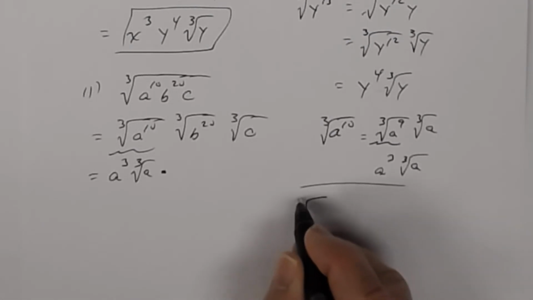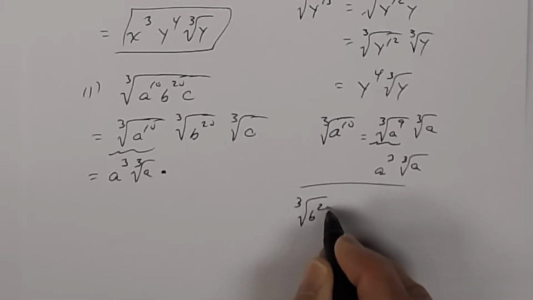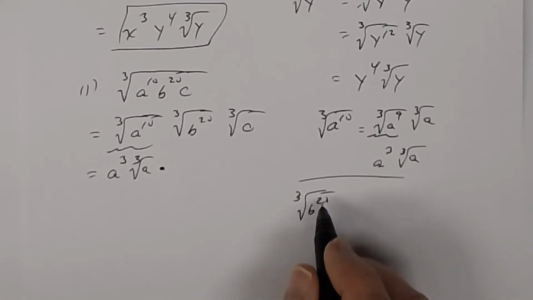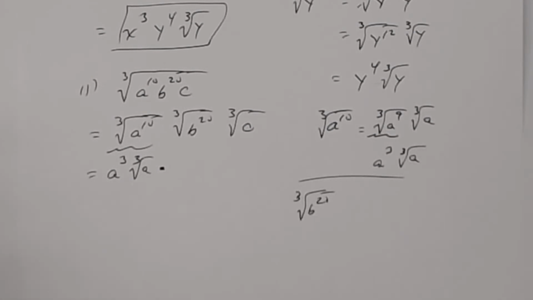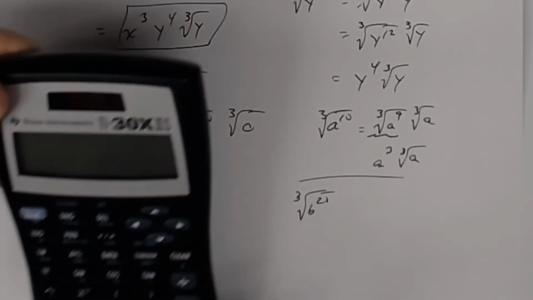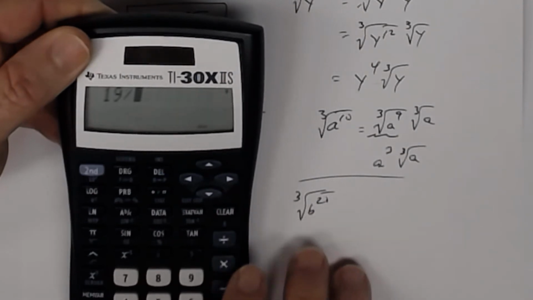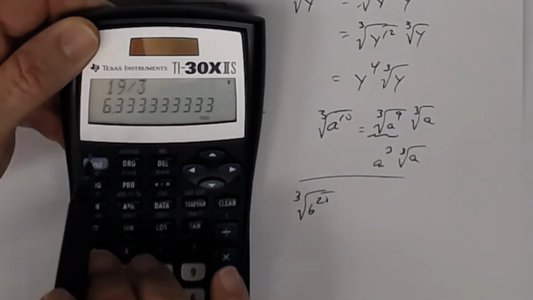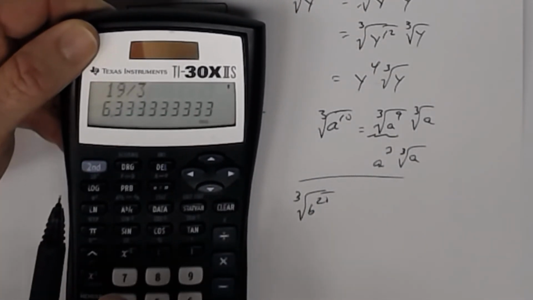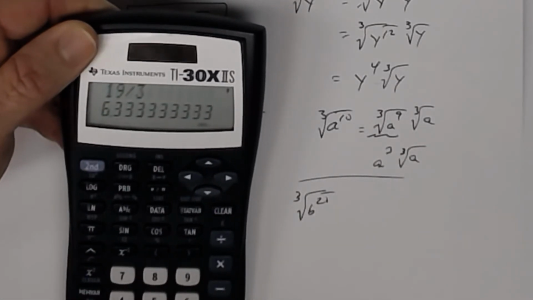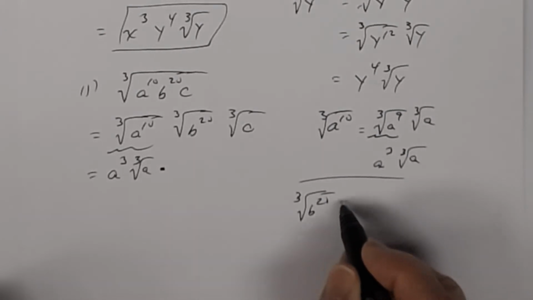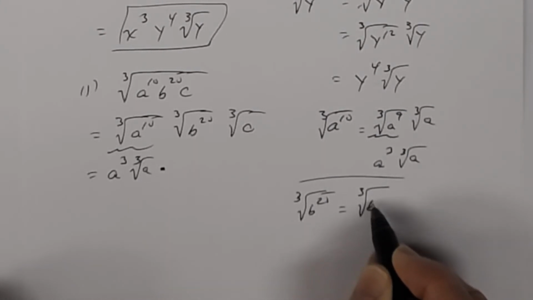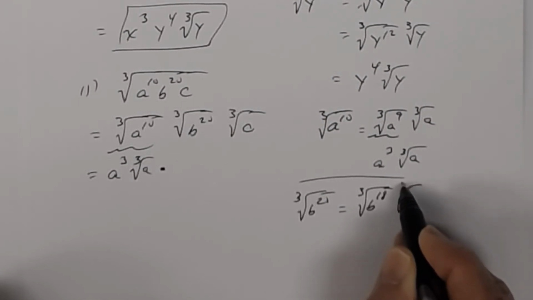So that's the cube root of b to the 20th. What's the largest integer less than 20 that's divisible by 3? So you may say, well, I'm going to try 19. All right, try 19. Look what happens. 19 divided by 3. Is that an integer? No, it's not an integer. It's a decimal. Okay, so let's try 18. 18 divided by 3. Yep, there you go. So the cube root of b to the 20th I can write as the cube root of b to the 18th times the cube root of b.